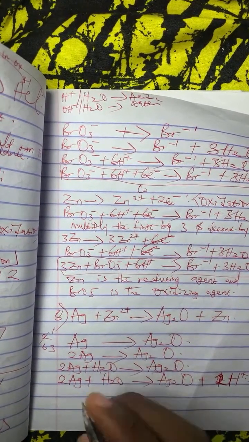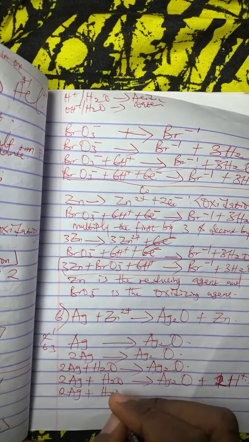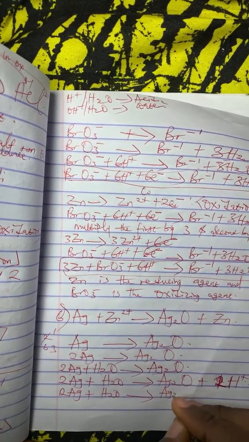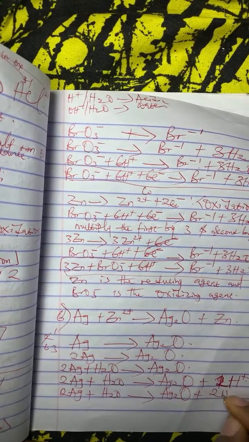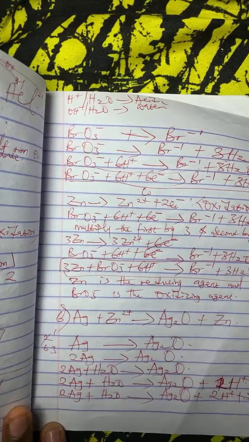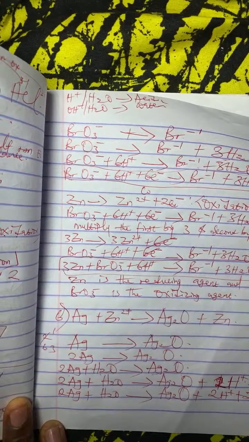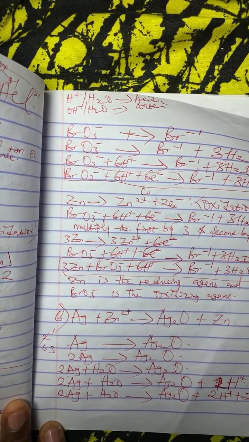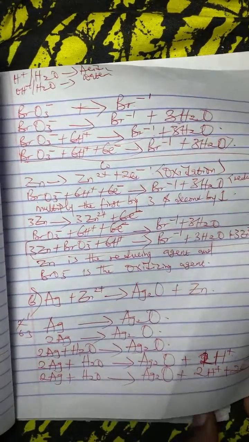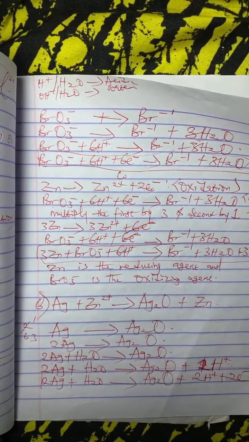I'm talking about balancing. So what I'm going to do is have 2Ag plus H2O, which will give me Ag2O plus 2H plus 2 electrons. Now I told you when the electron is at the right-hand side, that particular element undergoes oxidation. And if it undergoes oxidation, it is called a reducing agent. So this half reaction is balanced.